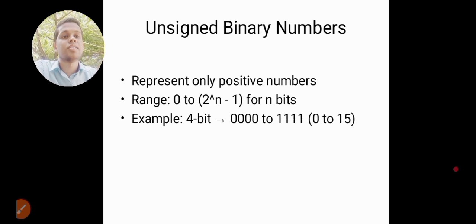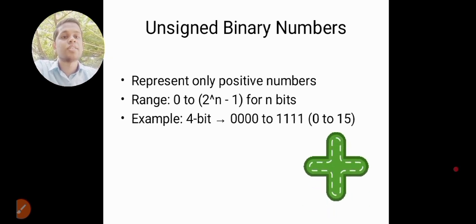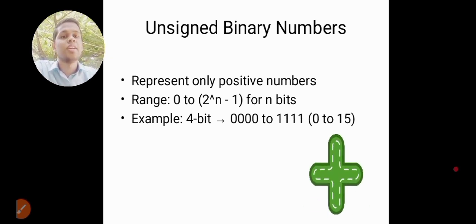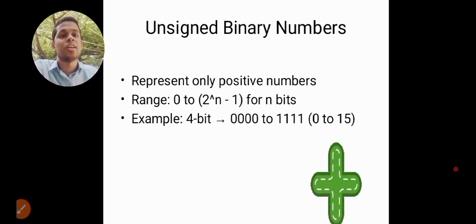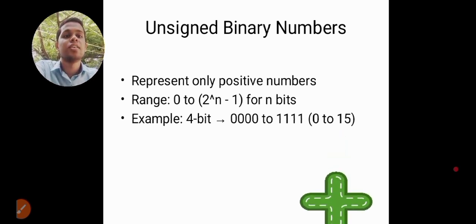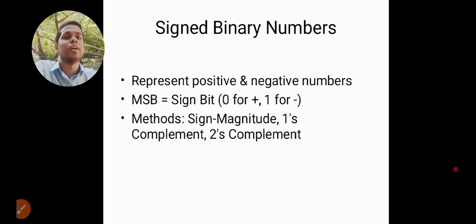The first type is the unsigned binary number, which means it has no negative sign, only positive values are allowed. For example, for 4 bits, 0 to 15. Likewise, you can add any number of bits, for example 0 to 200, but only positive. But next, we are going to signed binary numbers.